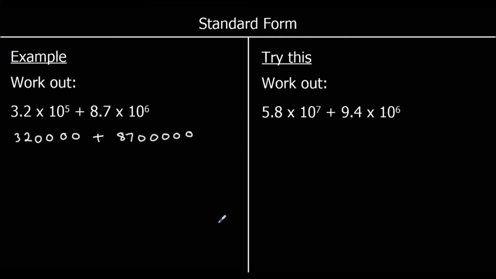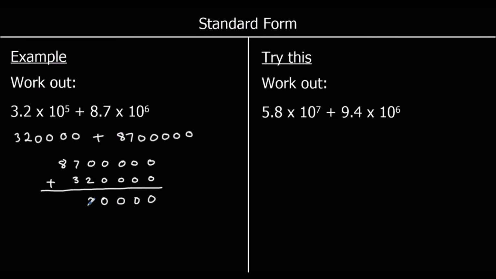So now I can add these up by lining up the two numbers in columns. So I can add the hundred thousands to the hundred thousands, the 10,000s to the 10,000s, and so on. So I've got 8.7 million, and I've got 320,000. So I can add these up. So 0 plus 0 is 0. 10,000s, 0 plus 2 is 2. 100,000, 7 plus 3 is 10. So I'll put 0 there, carry 1 over into the millions, and 8 plus 1 is 9. So I've got my answer of 9.02 million, and I can write this in standard form. So it's 9.02 times 10, 1, 2, 3, 4, 5, 6 times.